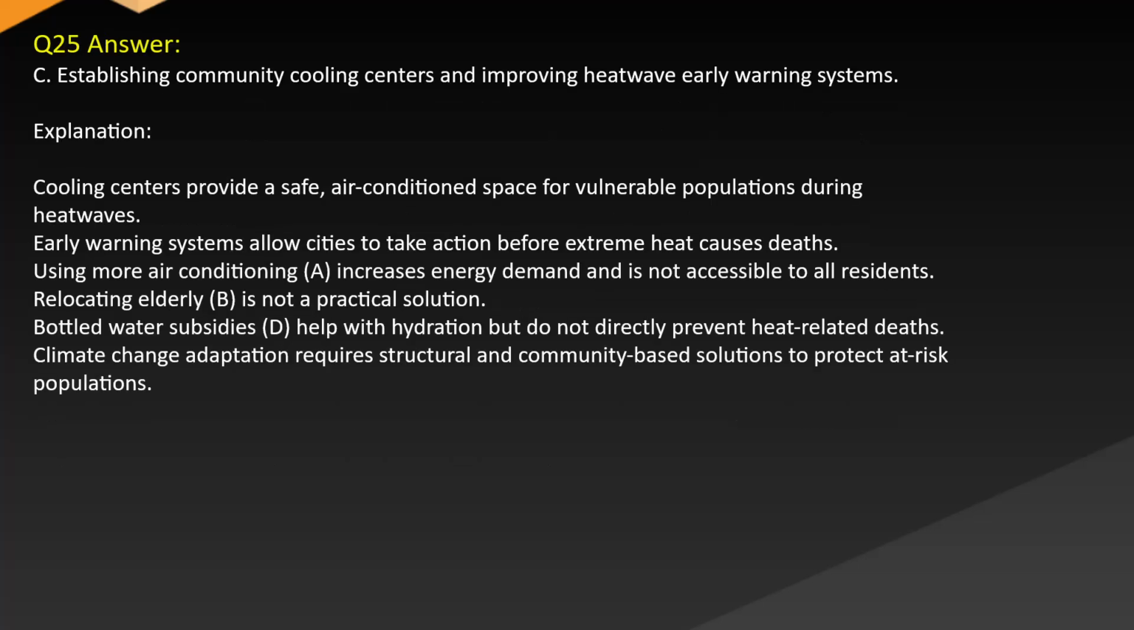Answer: C. Establishing community cooling centers and improving heat wave early warning systems. Explanation: Cooling centers provide a safe, air-conditioned space for vulnerable populations during heat waves. Early warning systems allow cities to take action before extreme heat causes deaths. Using more air conditioning increases energy demand and is not accessible to all residents. Relocating elderly, B, is not a practical solution. Bottled water subsidies, D, help with hydration but do not directly prevent heat-related deaths. Climate change adaptation requires structural and community-based solutions to protect at-risk populations.